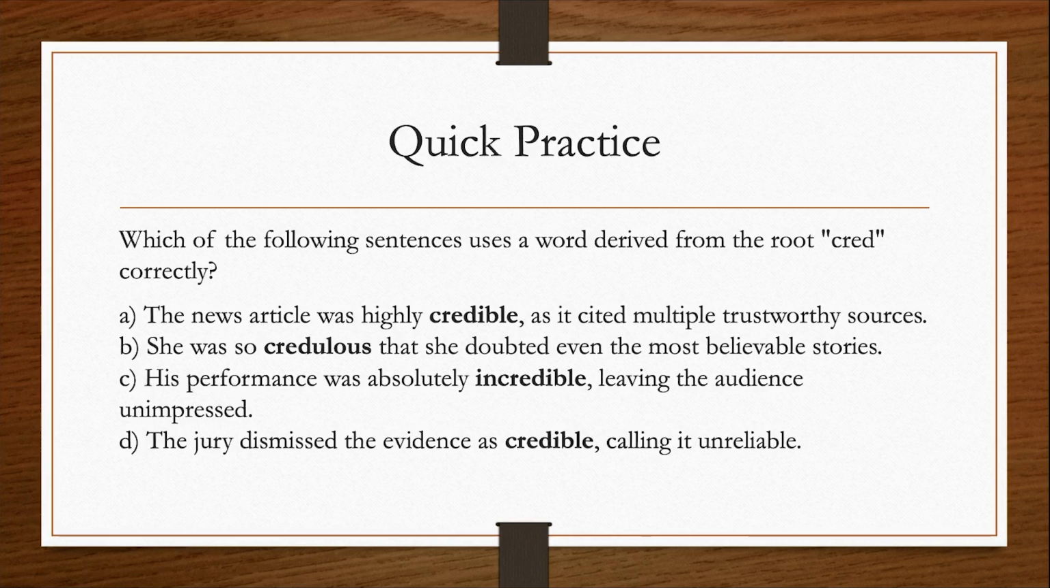She was so credulous that she doubted even the most believable stories. B, his performance was absolutely incredible, leaving the audience unimpressed. And D, the jury dismissed the evidence as credible, calling it unreliable. Now you can pause this video here and think of an answer.